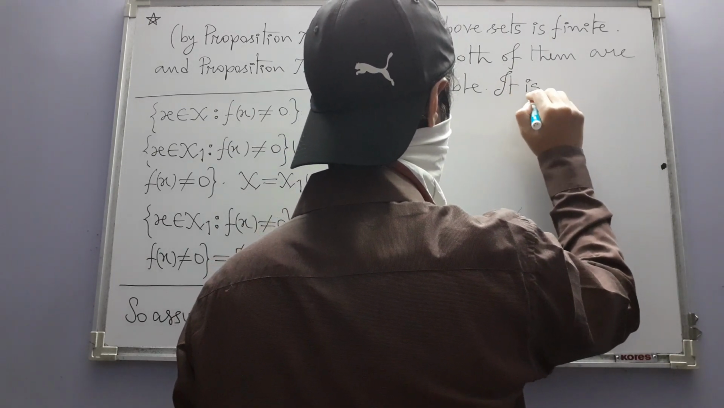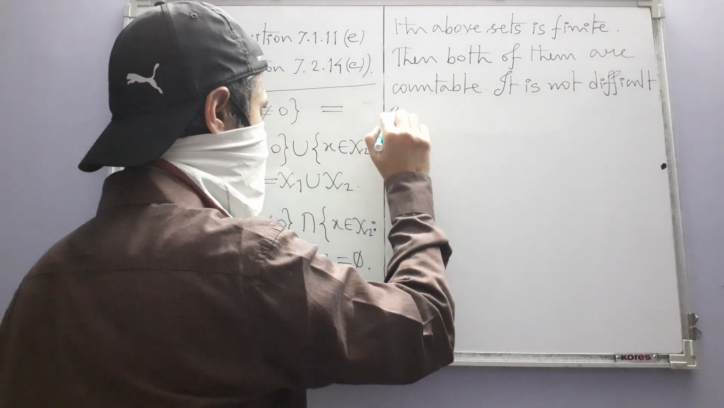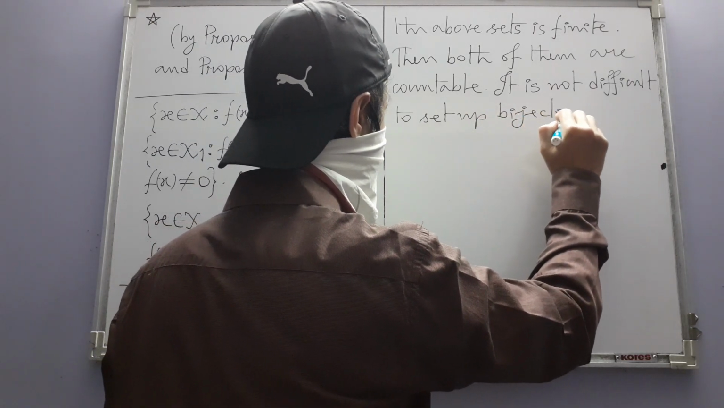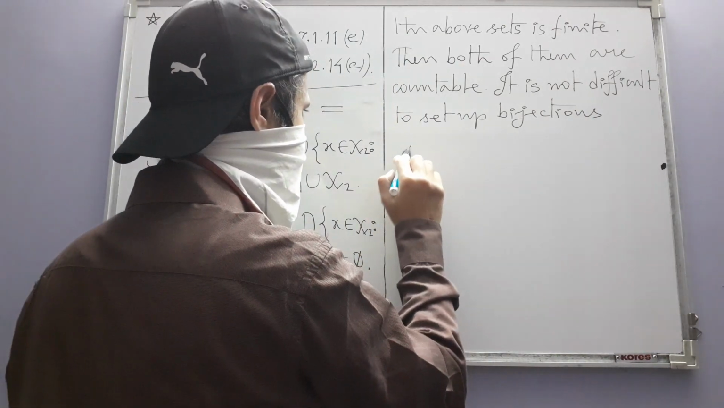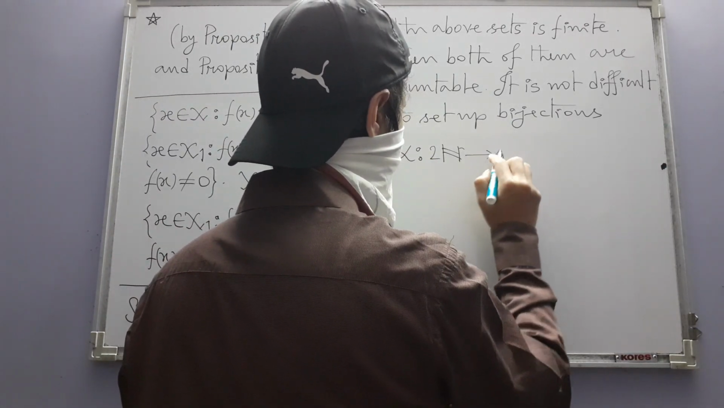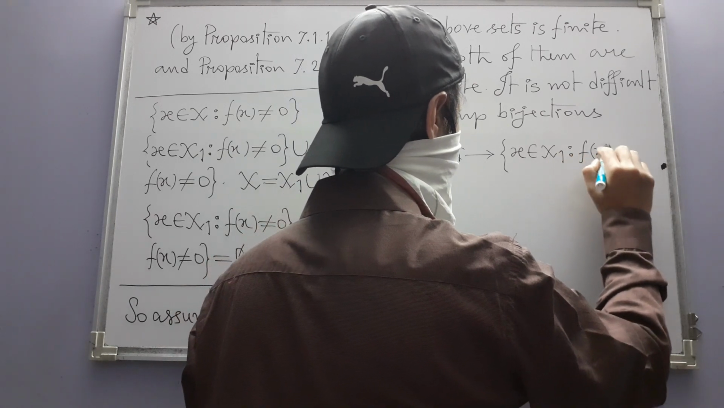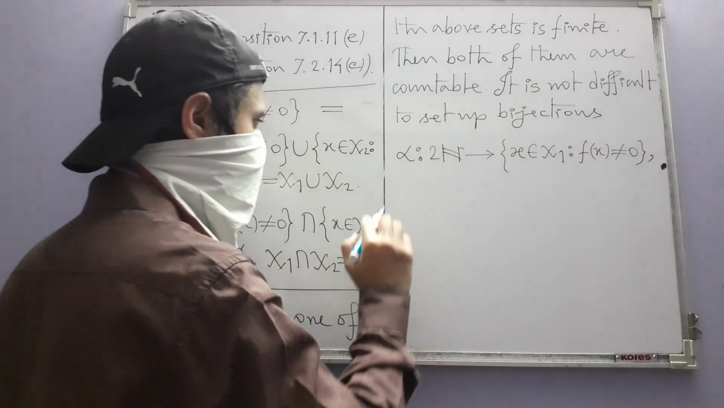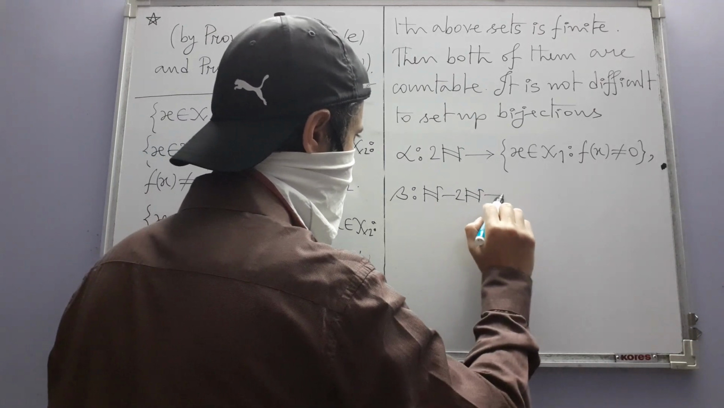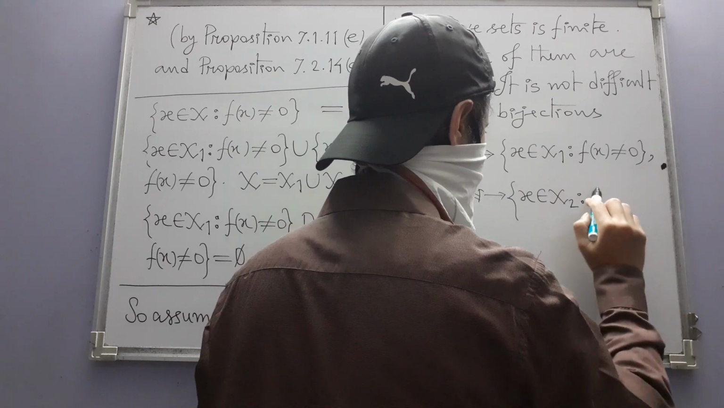It is not difficult to set up bijections: alpha from the set 2N, I will define what 2N is, onto the first set, and another one beta from the complement of 2N in N onto the second set.